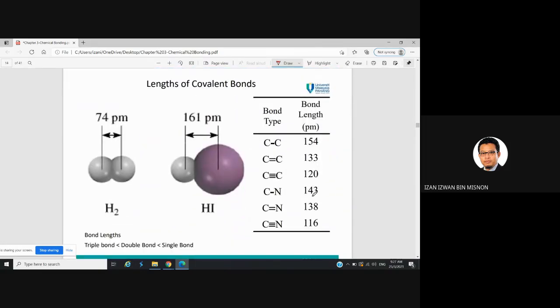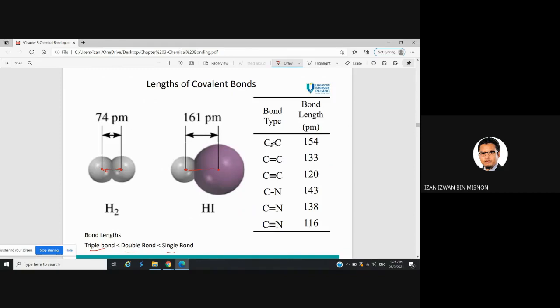Now, for covalent bond, how about the length? So let's say the general rule is that a triple bond will have a shorter length compared to the double bond and compared to single bond. In hydrogen gas, for example, the length between each nucleus will be 74 picometer, and for hydrogen iodide, HI, the length will be 161 picometer.